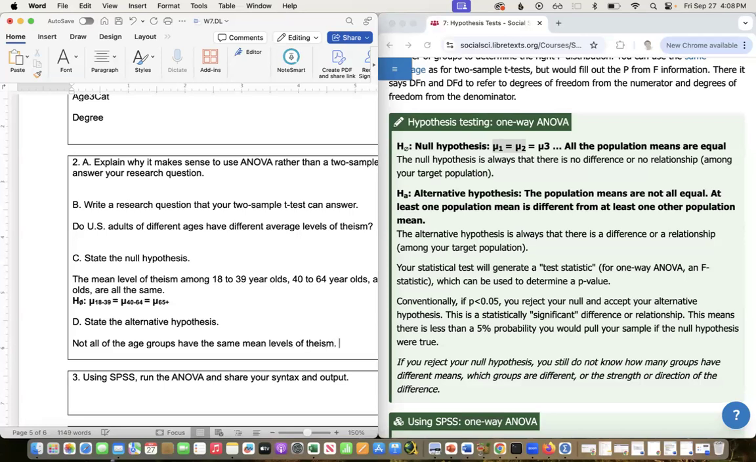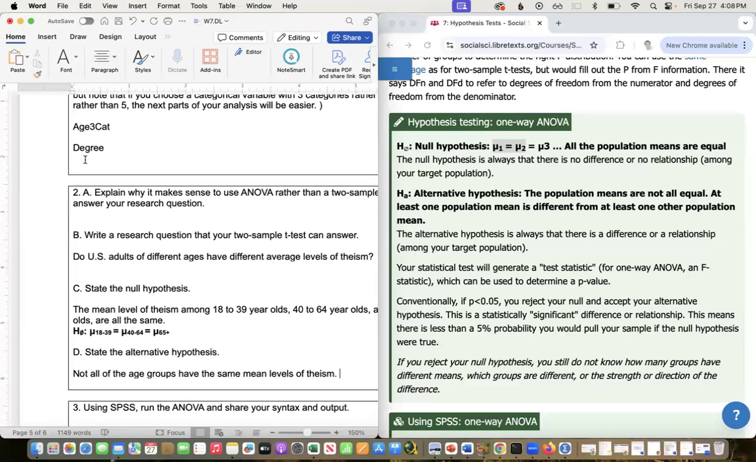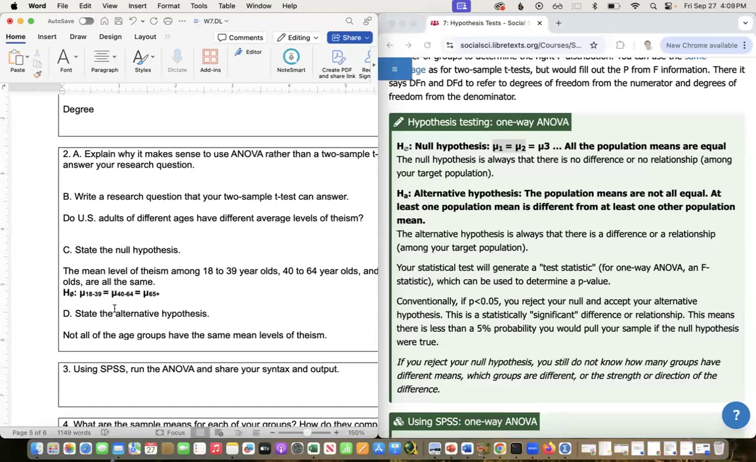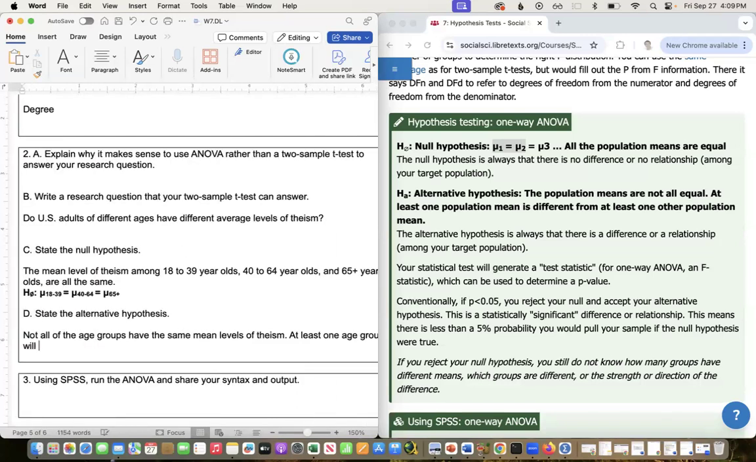Levels of theism. Or not. The mean levels of theism for people with different education levels are not all equal, right? Or again, like the average number of hours worked last week is not going to be equal among all three age categories. I could add, at least one age group will have a different mean level of theism than at least one other age group.